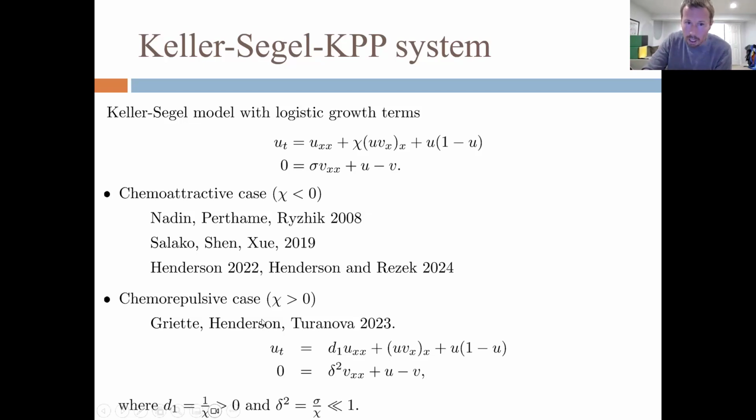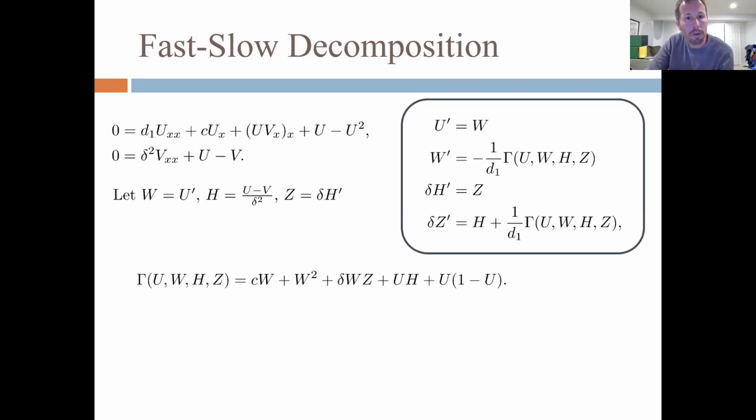In the interest of time, I'll just say that we're going to focus on the chemoattractive case, and we were interested in this because of a paper by Griette, Henderson, and Terranova. So we recover this system of PDEs that I talked about earlier. We're thinking about delta here as a small parameter, and we want to understand what happens in the system when delta is small.